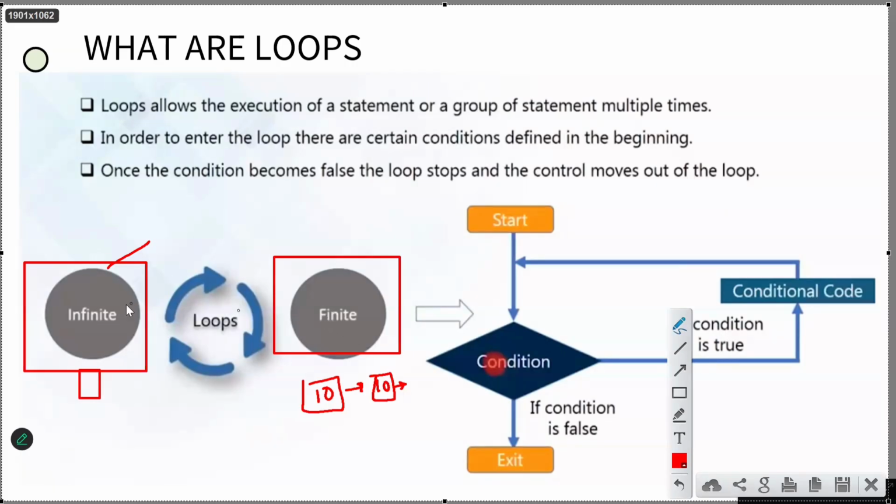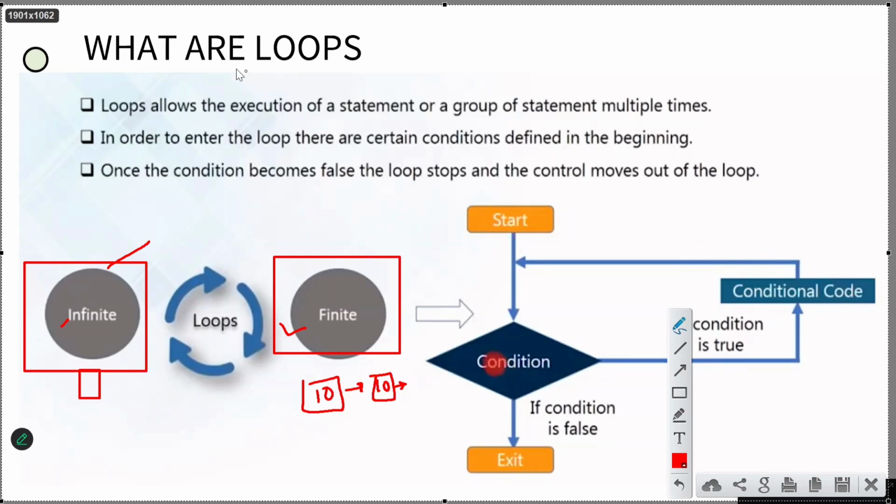So basically we have two types of loops. One is infinite loops and another is finite loops. An infinite loop will never end. It will iterate again and again. A finite loop will stop at one point. Such types of loops are called finite loops.